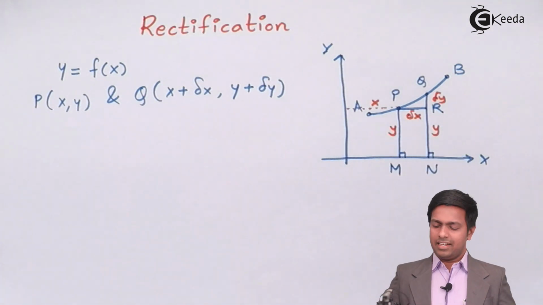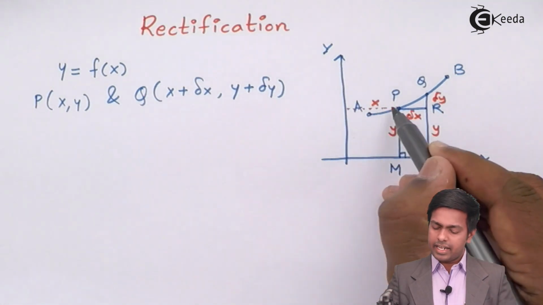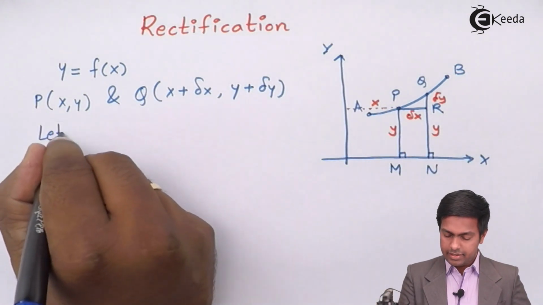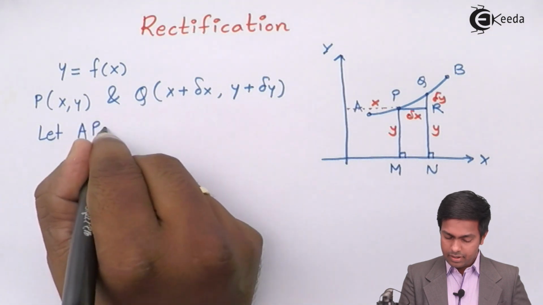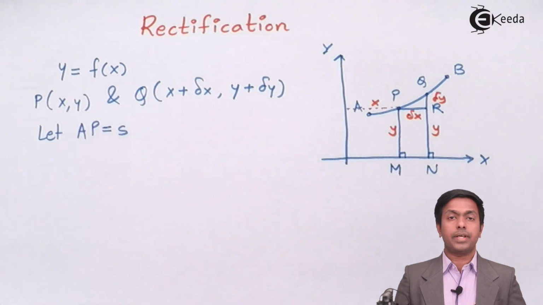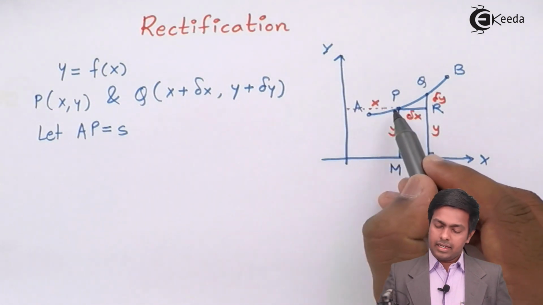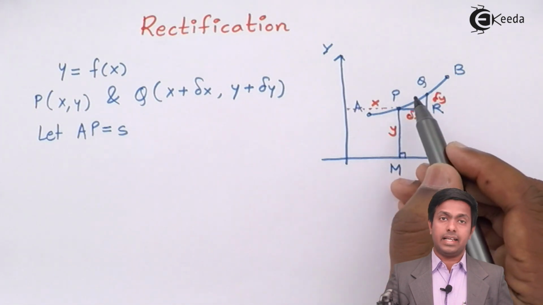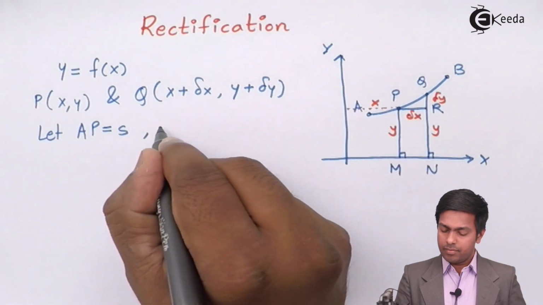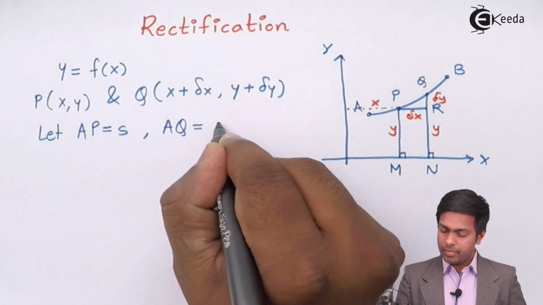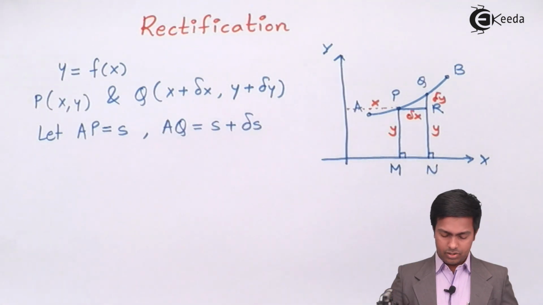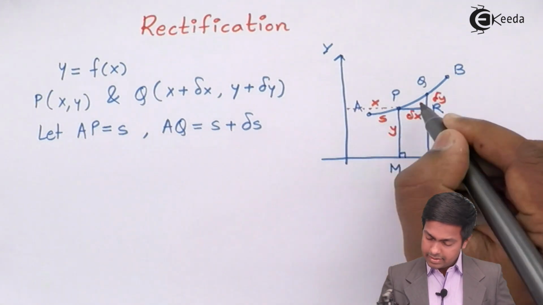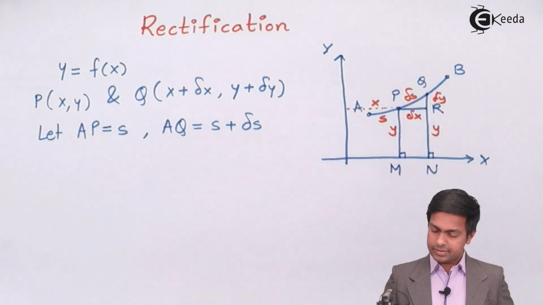Now let's say the length of this arc AP is S. So let arc AP be equal to S, and let's say this PQ is del S. So it means that AQ will become S plus del S. So here I'll show that this AP is S and this one is del S.